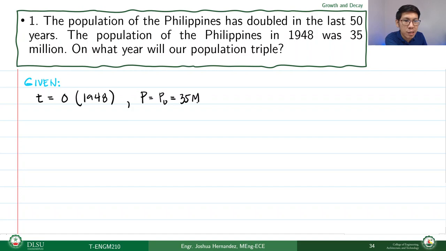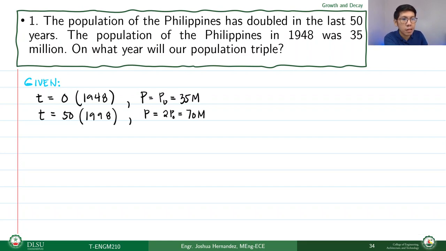So, 1948, yun. Now, the population of the Philippines has doubled in the last 50 years. So, assuming na yun yung reference natin, 1948. So, in the last 50 years, ibig sabihin, 1948 plus 50 is 1998. In other words, kung yung initial population natin is P naught, ito daw in 1998, after 50 years, ay nagdoble, edi 2 P naught. So 35 times 2, that's 70 million.